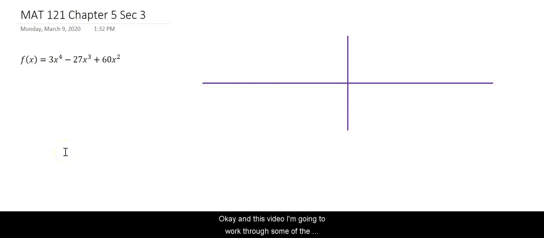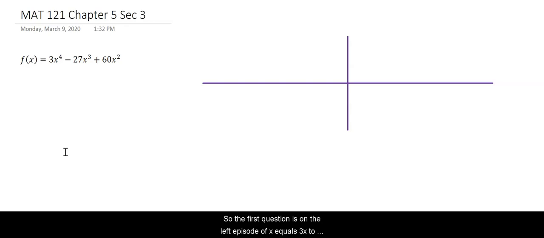Okay, in this video, I'm going to work through some of the problems out of Chapter 5, Section 3. And this is dealing mostly with how to draw graphs that are polynomials and how to interpret the different pieces. We will get some more theorems in later sections that will let us do a better job of graphing these. But for now, how can we proceed?